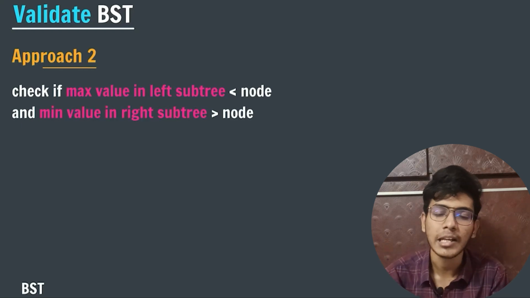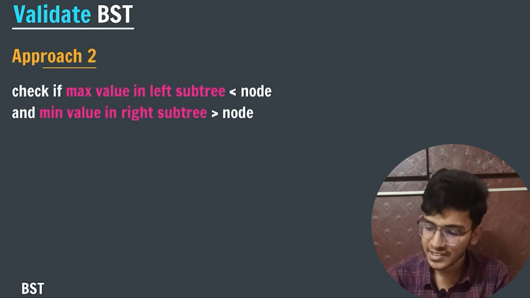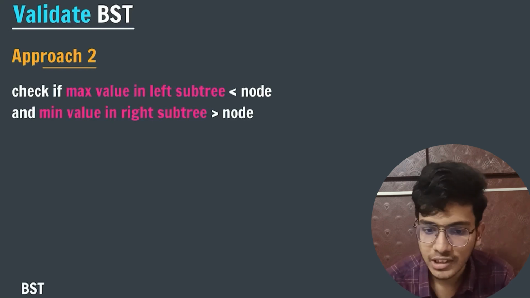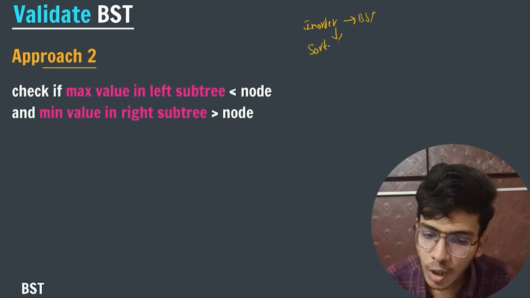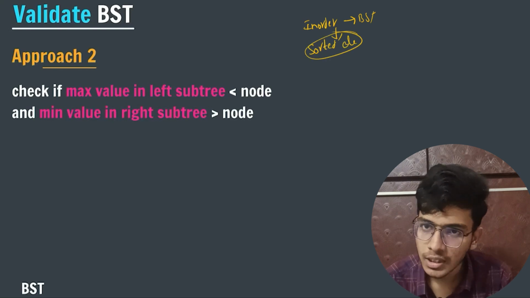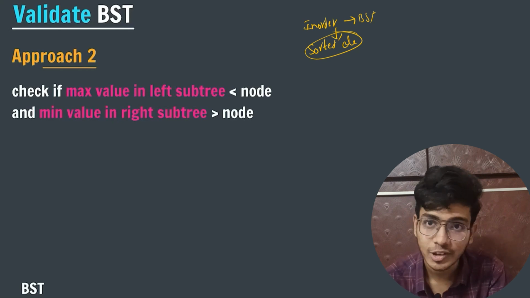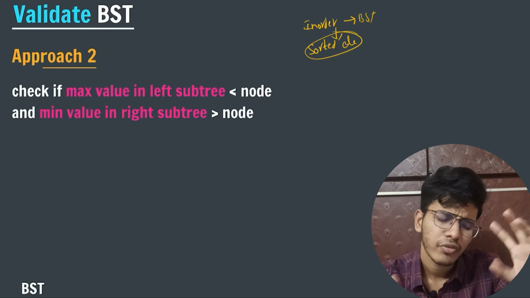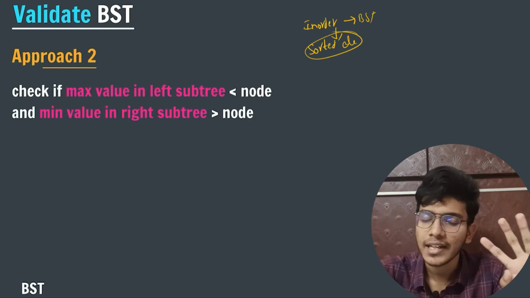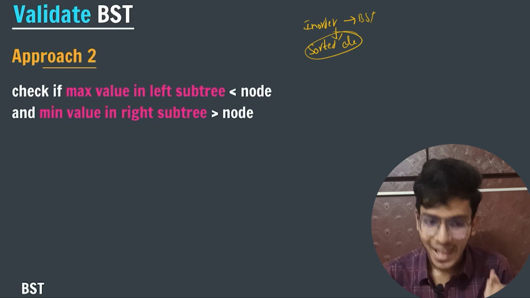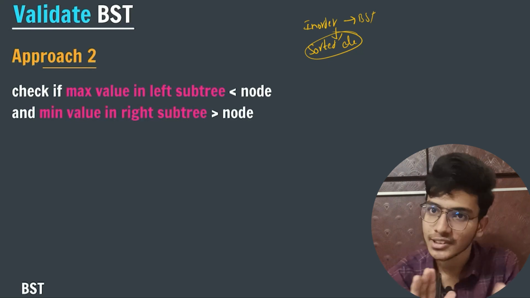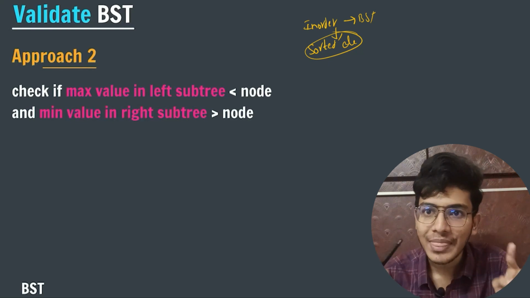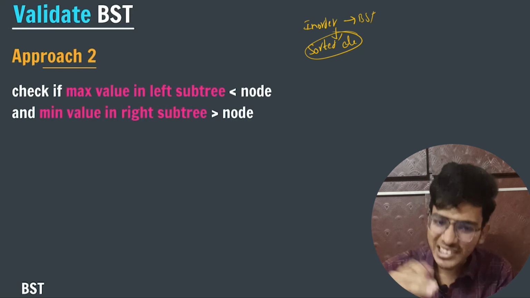In session 1, I told you that if you run an in-order traversal for a given BST, the output should be the elements in sorted order. So for a given tree, I will call the in-order function and print those elements, and if the printed elements are not sorted in ascending order, then that particular tree is not a BST. This is the basic logic.